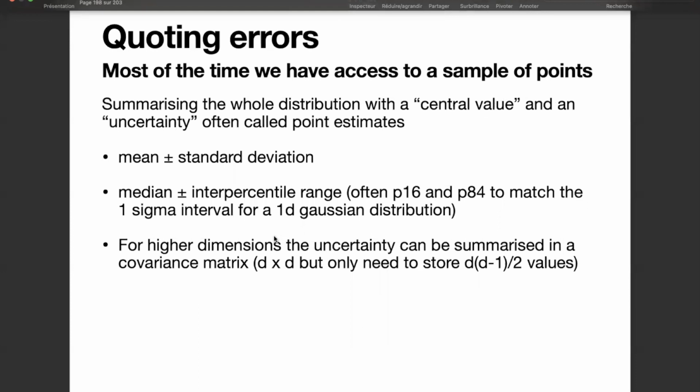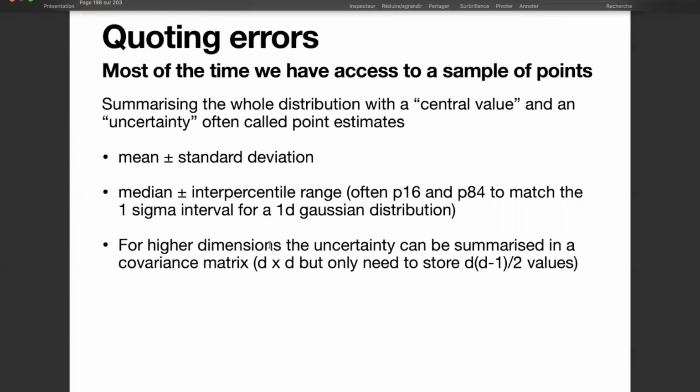And we also go to extreme compression, where we summarize the whole distribution by a point estimate, which is a central value and an associated what we call uncertainty. If we have a centrally peaked and not too asymmetric distribution, we tend to use a mean plus or minus a standard deviation. If we don't have this ability to approximate, we go with a median with some interpercentile range that we often choose to be 16% and 84% to match this definition in the case of a Gaussian distribution. And we give this data, and we typically print it in tables.